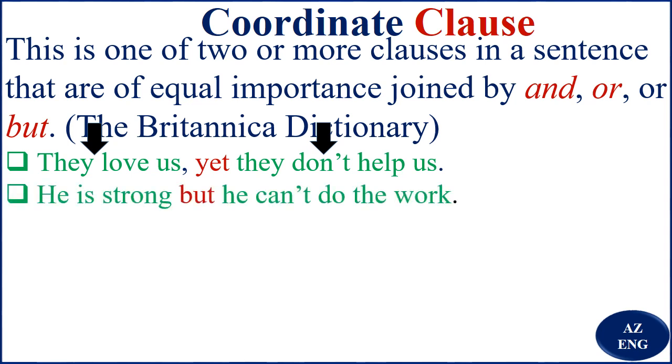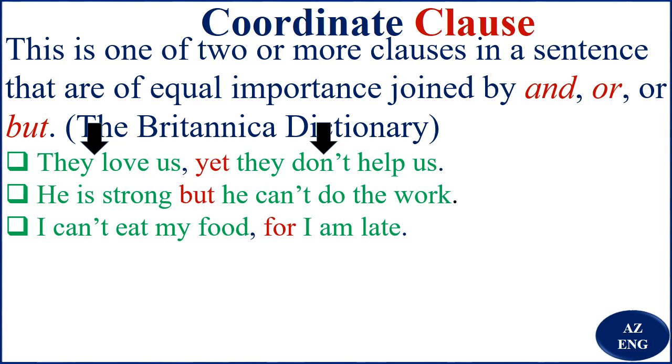He is strong, but he can't do the work. He is strong can stand on its own. I mean, it can stand as a sentence. So it is an independent clause. But he can't do the work is an independent clause too. So we say both of them are coordinate clauses.